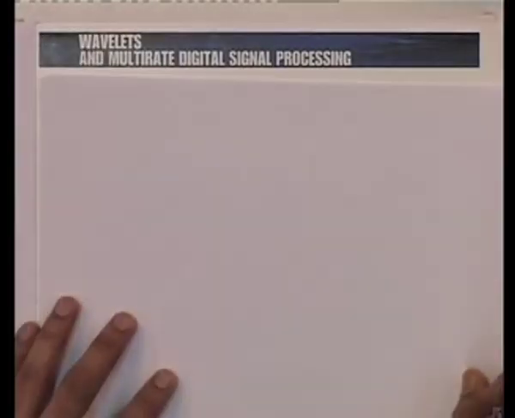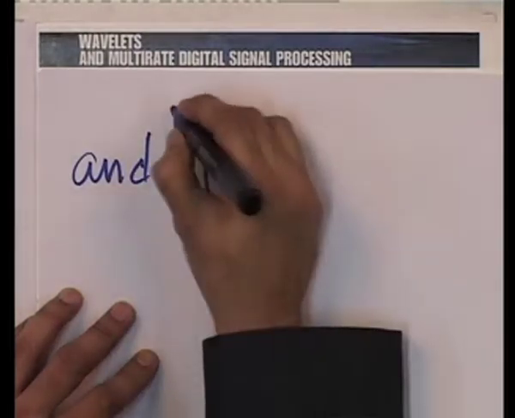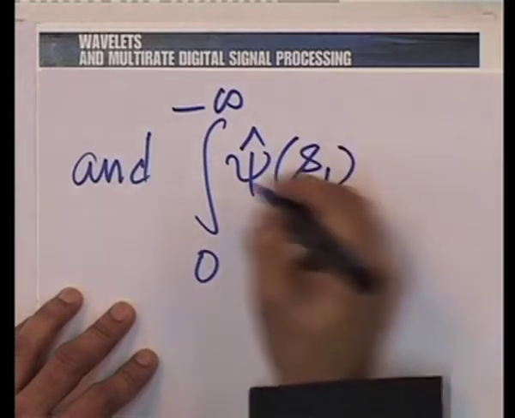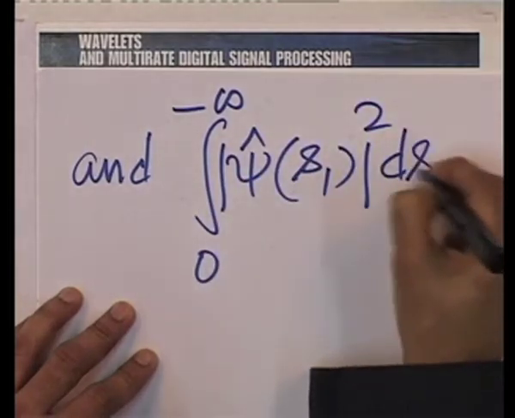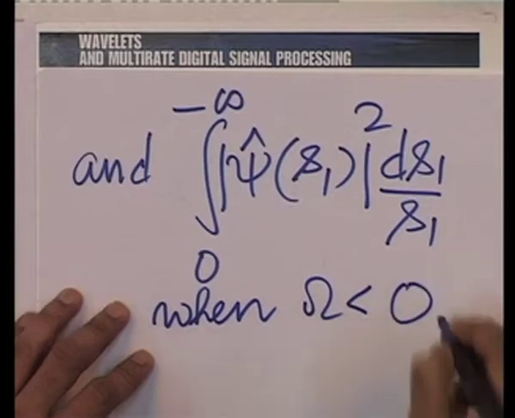and integral from 0 to minus infinity psi cap S1's mod whole squared dS1 by S1 when omega is less than 0. Now, we have narrowed down the evaluation of this integral to essentially an inverse Fourier transform of the Fourier transform of x, but with this condition: these two integrals over S1 need to be finite and in fact equal.